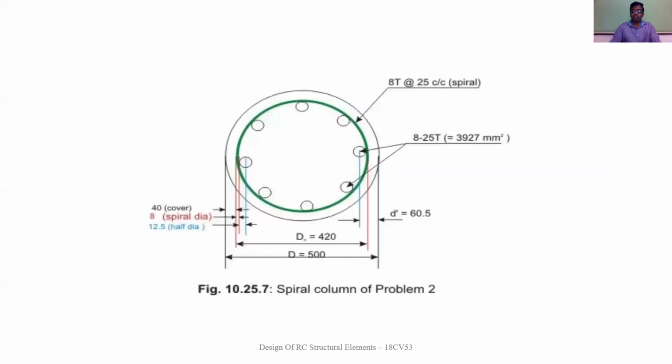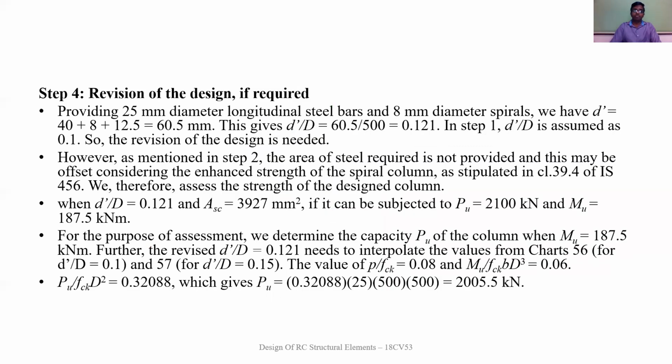Therefore, this is the figure which represents the spiral and the longitudinal reinforcement provided. This is the revision of design if required. So whatever the data that we have provided, we need to cross-check whether any revision is required. Providing 25 mm diameter bar and 8 mm diameter spiral, we have the effective cover as 40 plus half of 8 plus half of the diameter of the longitudinal reinforcement, which leads to 60.5 mm. Hence, this gives d dash by D as 60.5 by 500, that is 0.121. In step 1, the d dash by D was assumed as 0.1. Hence, the revision of the design is needed in this particular problem.